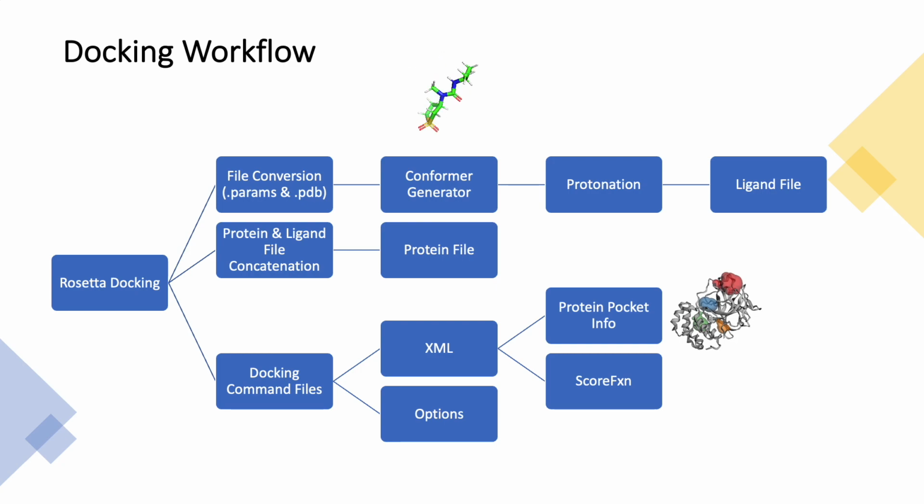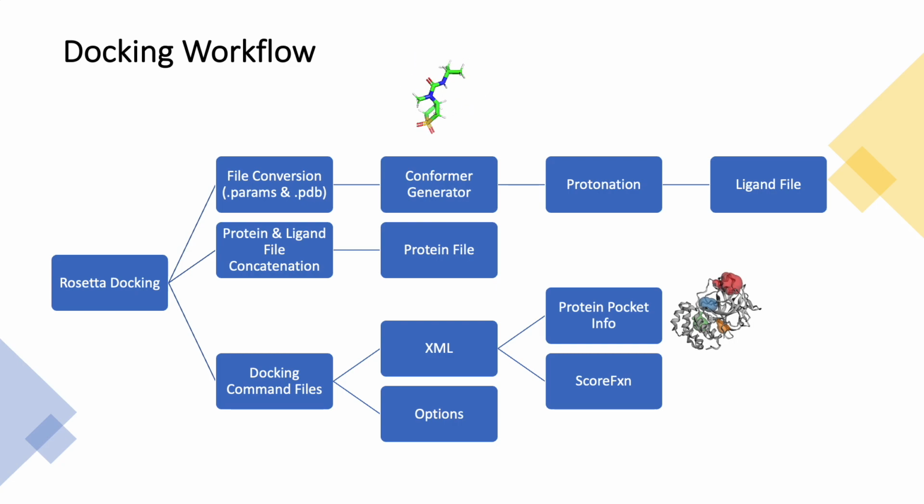The one with params, Rosetta can directly read, so we don't need to do anything else after it. The PDB one, we're going to use to concatenate with the protein file. For the protein file, we download it and we clean it. By cleaning, I mean we remove everything else but the protein chain. Then we concatenate it with the ligand PDB file, so we have a file with both ligand and protein in it. That's it. That's the file preparation.